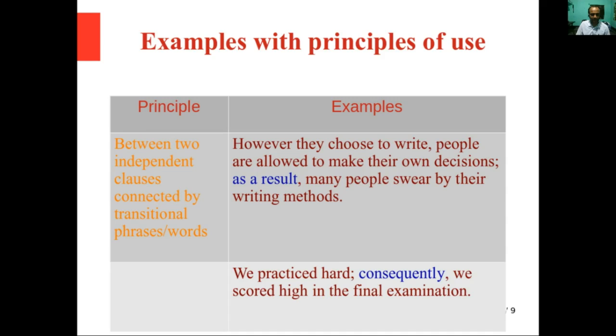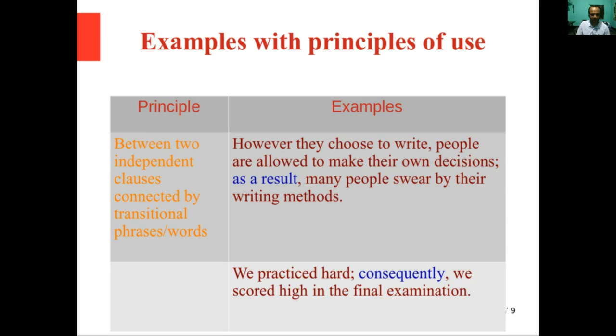So since the second part, I mean the second main clause, the second independent clause of the sentence, has a transitional phrase which is as a result, we use semicolon before the transitional phrase, I mean as a result. When we make this transition between the ideas of two independent clauses, we mark the transition with semicolon. So before the transitional phrase as a result, we have to use semicolon. Let us go on to the next sentence.